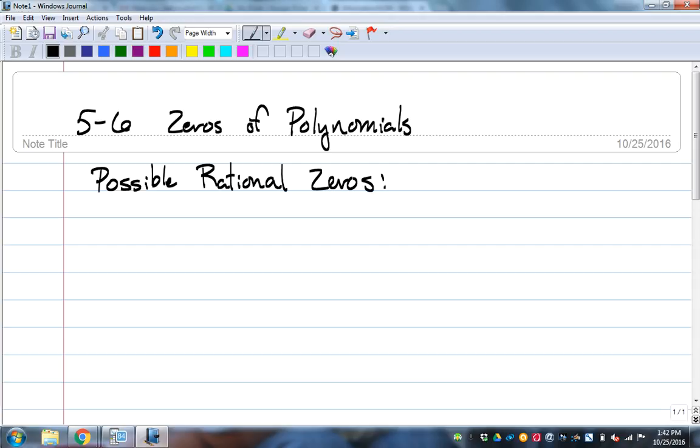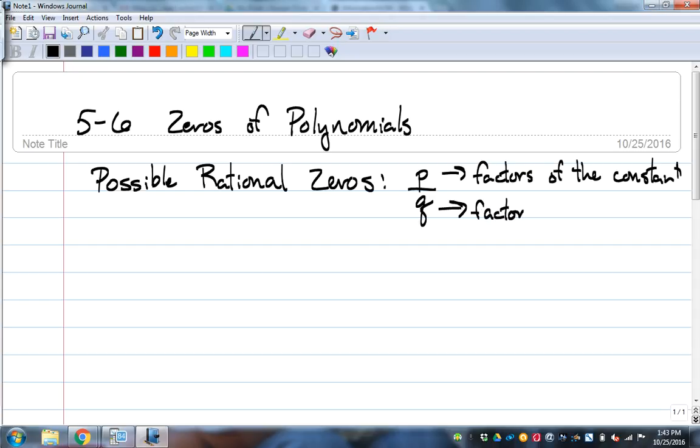Okay, so when we're looking at possible rational zeros, we're going to look at this thing called P over Q. The P that's on top stands for the factors of the constant. And we'll get a polynomial here, in the first example. Then the Q stands for the factors of the leading coefficient. All that means is the number in front of the highest exponent on the variable.